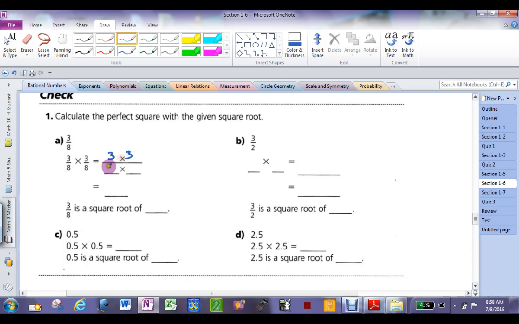3 times 3, 8 times 8, so it's what? 9 over 64. So 3/8 is the square root of 9 over 64. 3 halves times 3 halves. 3 times 3 over 2 times 2. 9 over 4. 9 over 4. Everybody cool? Fractions don't matter. We follow the same rules. 0.5 times 0.5, we've already done that. It's 0.25.